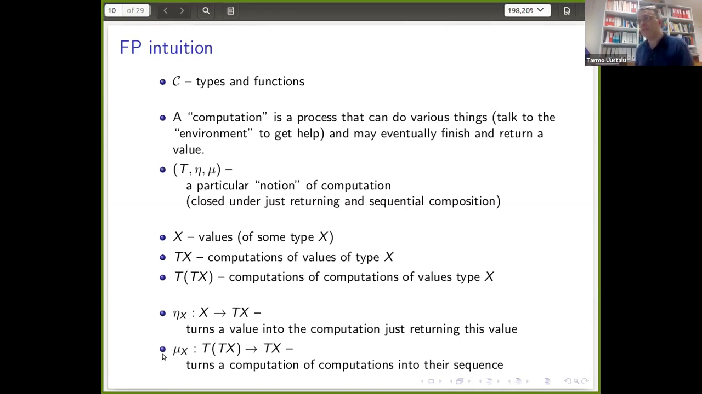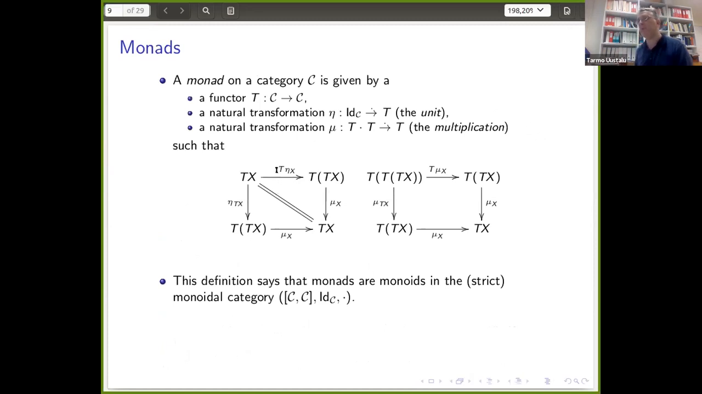Mu is important. So this is a polymorphic function. For every set, or think type X, it is a function from T of T of X to T of X. So this is a function that takes a computation of computations and turns it into a computation simpliciter. Morally, you should think of it as a sequence. Now you see it just as one computation. And examples will come, but let me then motivate what these laws say.